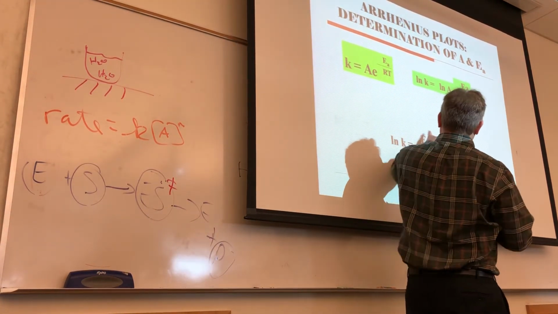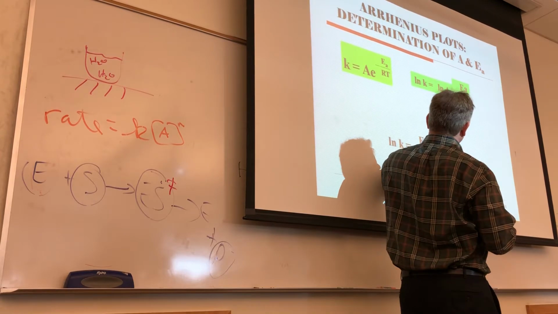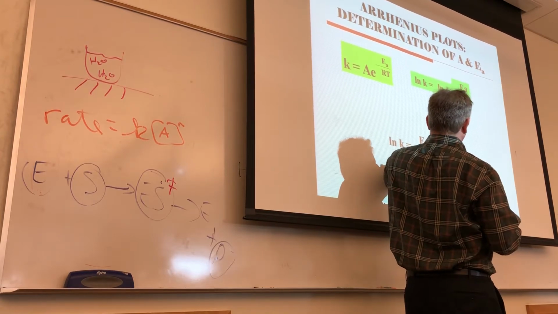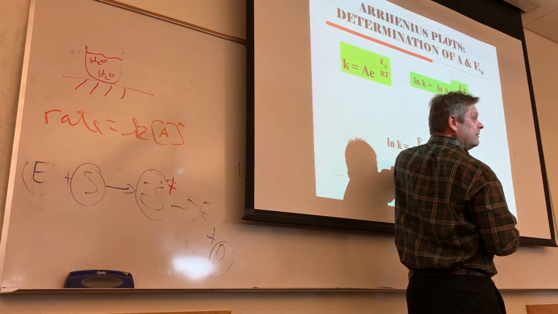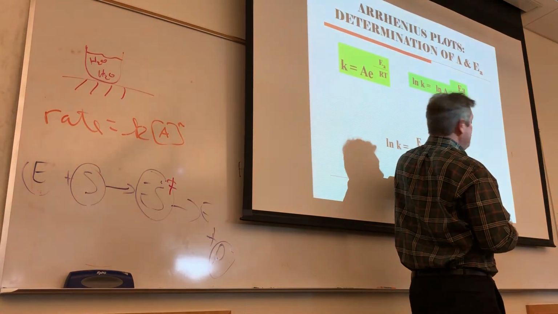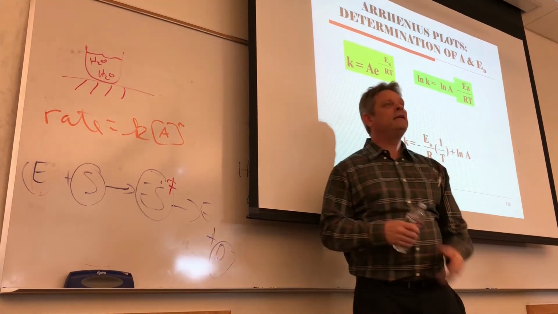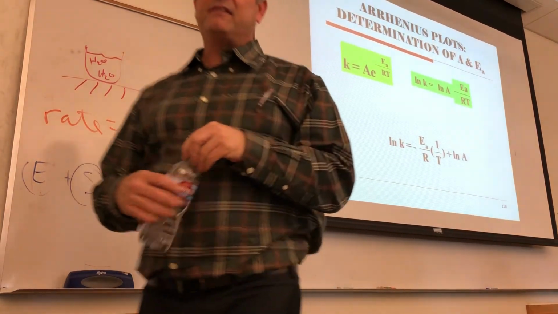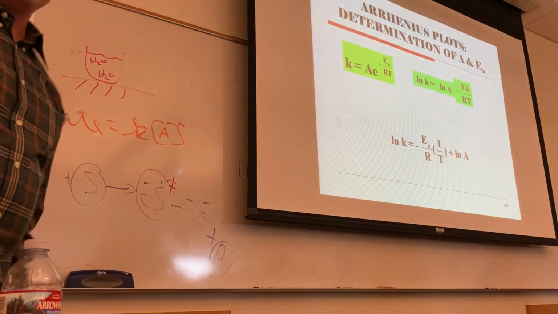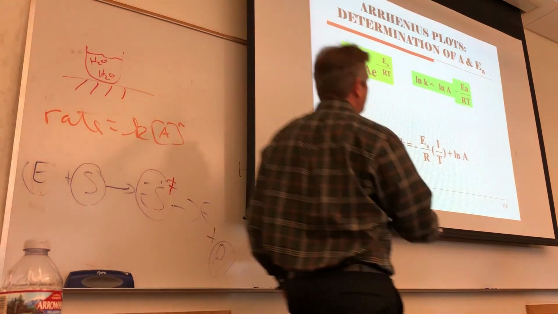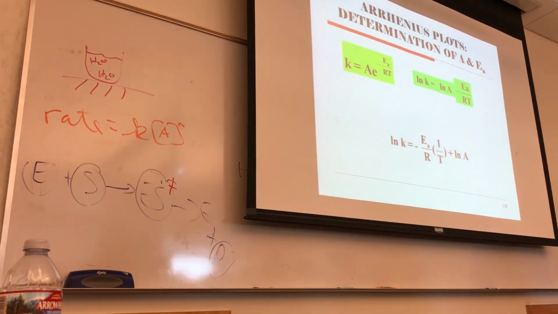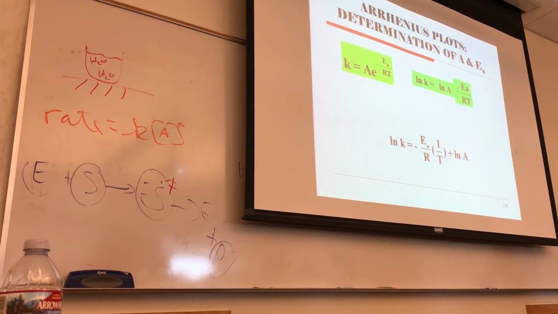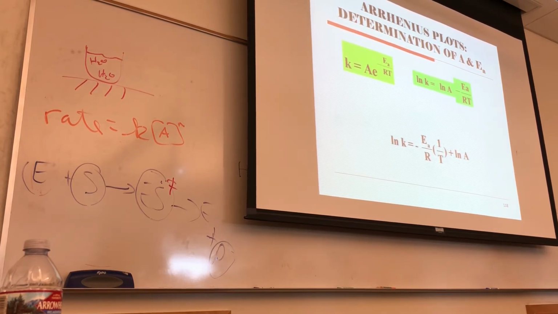And y equals mx plus b, so there's my m wrapped up as negative EA over R. I already know this, so if I know m, can I solve for this? Yeah. And x is 1 over T, and then b. Once again, it makes it nice and easy to solve for all those things that you're looking for. So what if I was solving for A? What am I looking for? Frequency factor. A is the frequency factor within k, right?